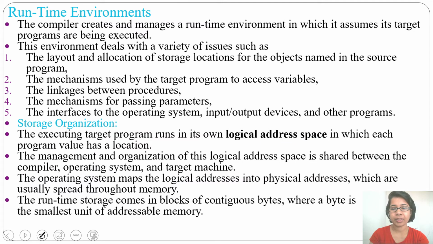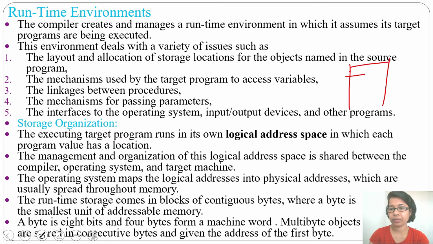And the runtime storage comes in blocks of contiguous bytes, and 1 byte is a collection of 8 bits, 1 word is 4 bytes. Suppose these are some contiguous bytes. Here one word is 4 bytes and 1 byte is 8 bits. Suppose here the address is 1000, the next address will be 1032, 8 into 4 that is 32. A byte is 8 bits and 4 bytes form a machine word. Multi-byte objects are stored in consecutive bytes and the address is that of the first byte.